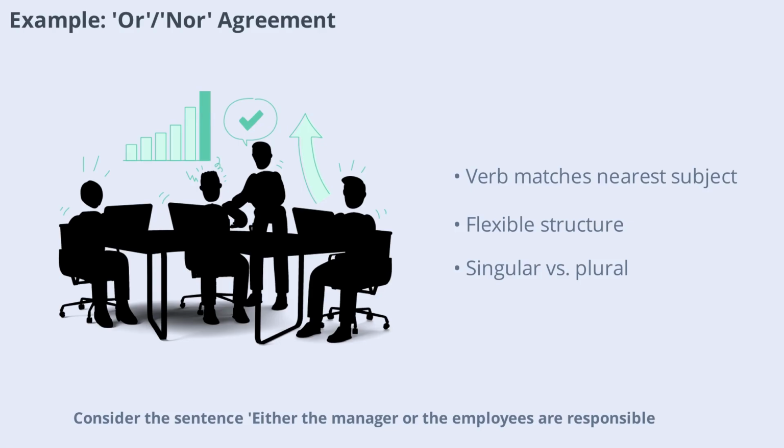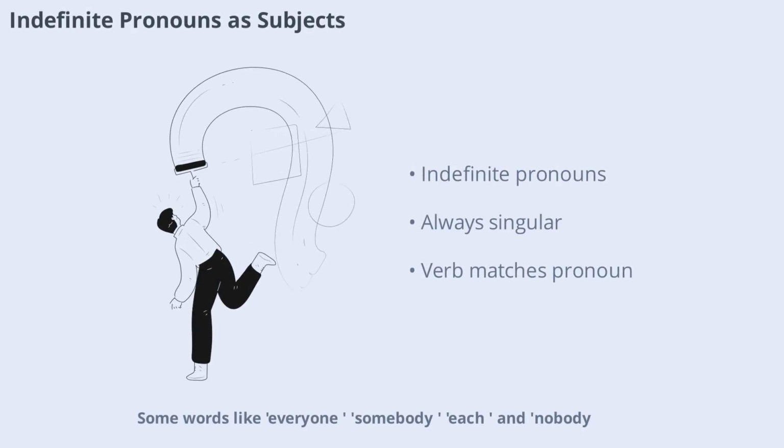Consider the sentence, either the manager or the employees are responsible. Here, employees is plural and closest to the verb, so we use are. If the sentence were either the employees or the manager is responsible, the verb would be is to match the singular manager.